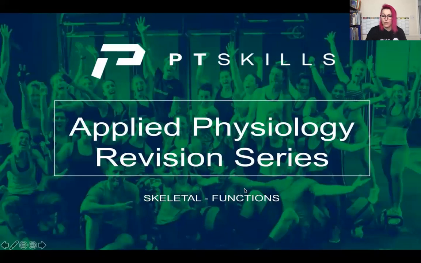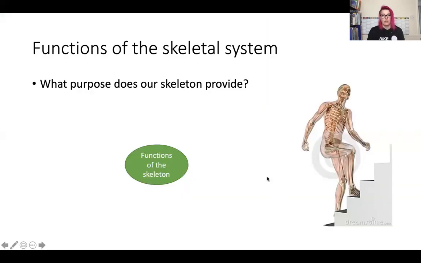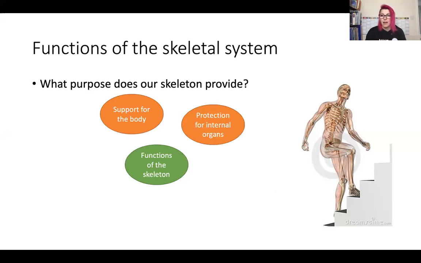Okay, so skeletal functions. We have 6 functions of the skeleton. So we have to support the body. Without the skeleton, we're just a pile of mush. So it's to give support and that shape for the body, protecting our internal organs, specifically that rib cage, lots of organs hidden behind there, and the skull for the brain.